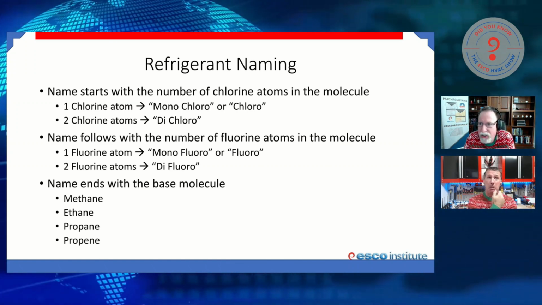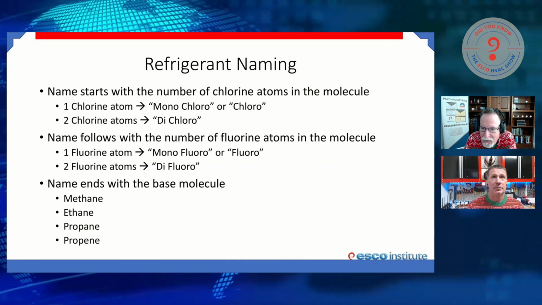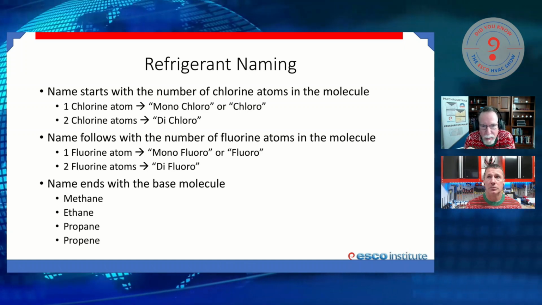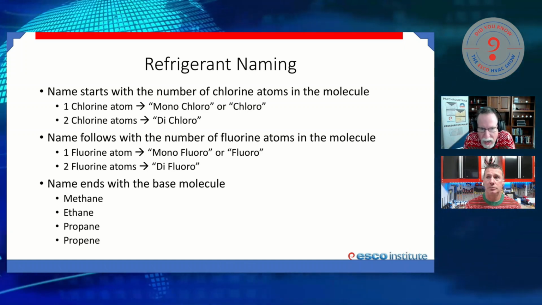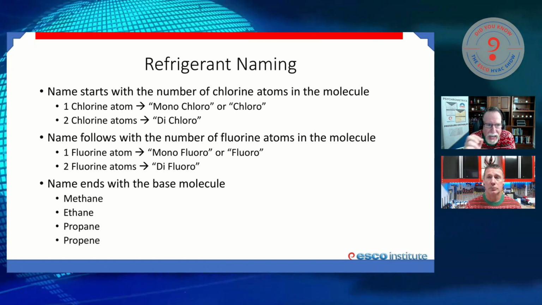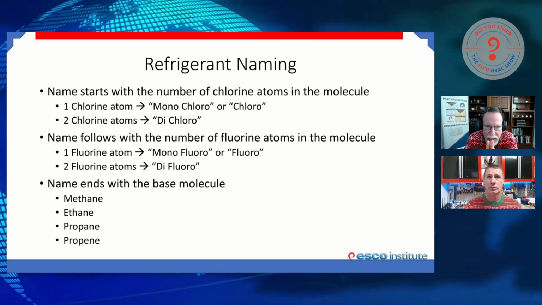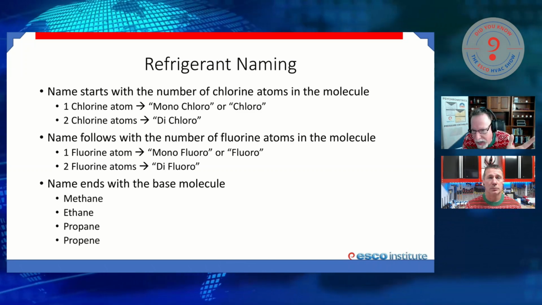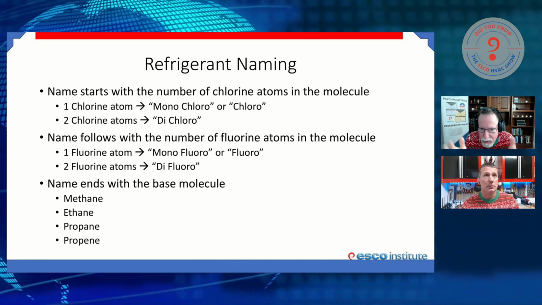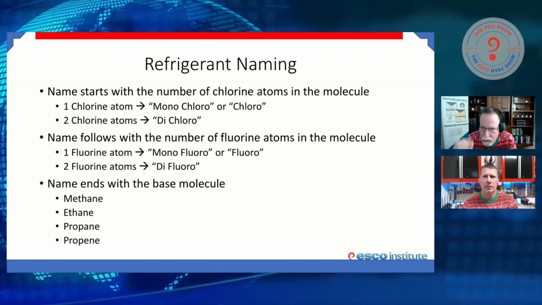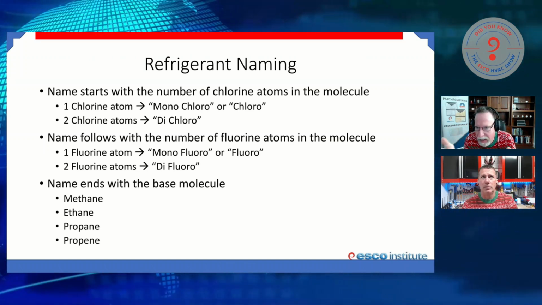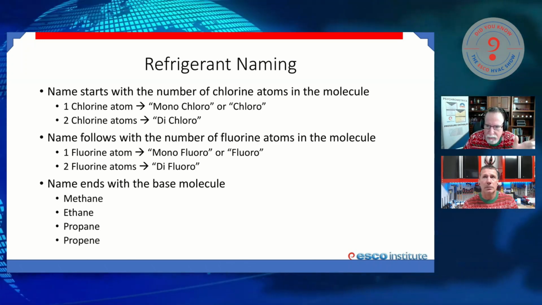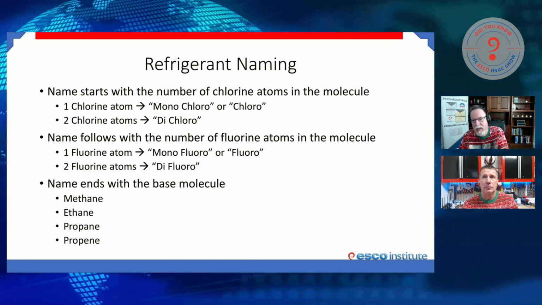So the last thing I want to chat about is the naming. How do we name these refrigerants? Well, if we know the DuPont numbering system, we can determine what type of refrigerant it is, and we can draw the molecule. We can also name it, because the name starts with how many chlorine atoms are in the molecule, then how many fluorines, and then it finishes with the base molecule. So you'll hear terms like trichlorodifluoroethane, or something like that. It talks about how many chlorine atoms, followed by how many fluorine atoms, followed by the base molecule of the refrigerant.